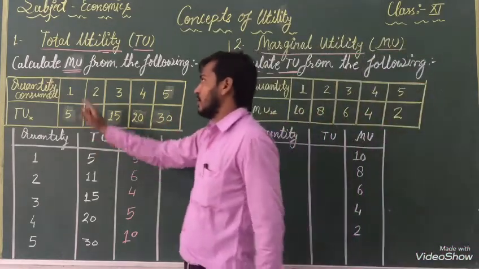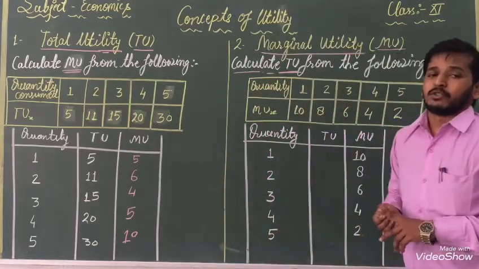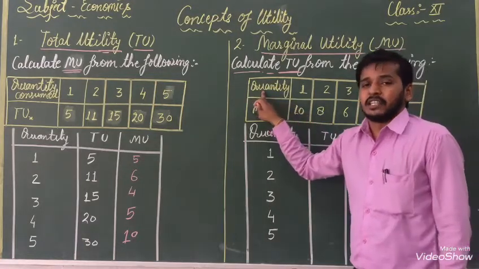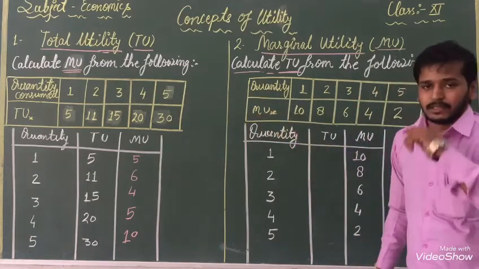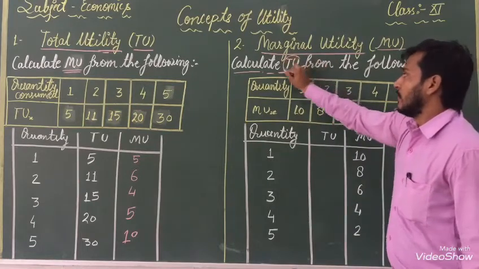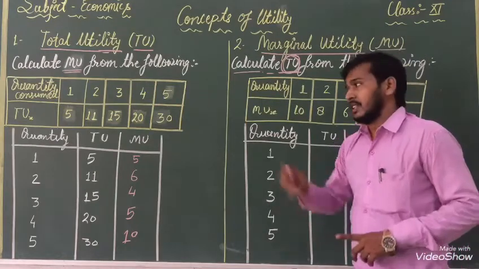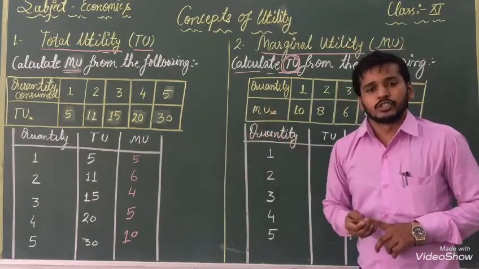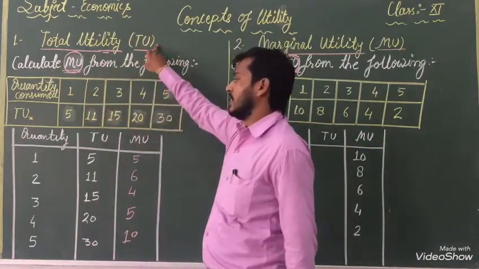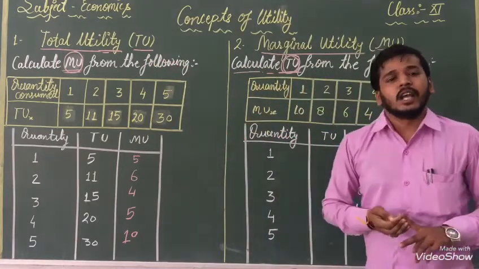But in the previous question, we calculated MU. So there is a difference between both. You have to listen very carefully. Once again, come here. Quantity I have written here, and MU is written. If MU is there in the question, then only we can find total utility. Otherwise, we can't. So that is the difference between both questions. When MU is there, we can identify TU. If TU is there, we can identify MU.